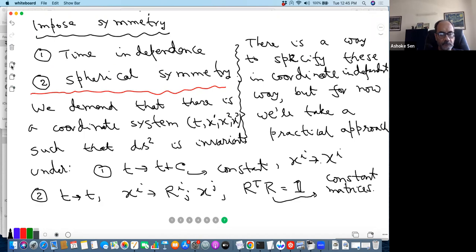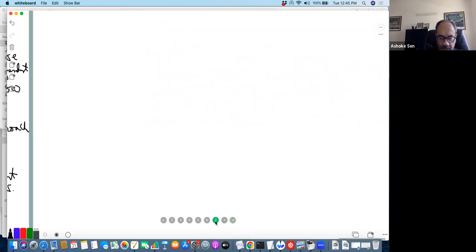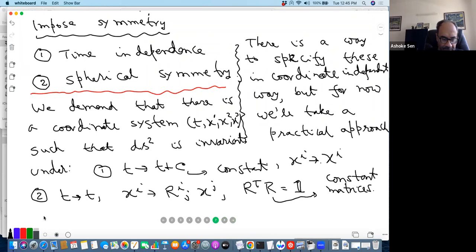This R shouldn't get confused. I don't know, maybe I should call it something else. It certainly has nothing to do with the Riemann tensor or Ricci tensor. Call this S.